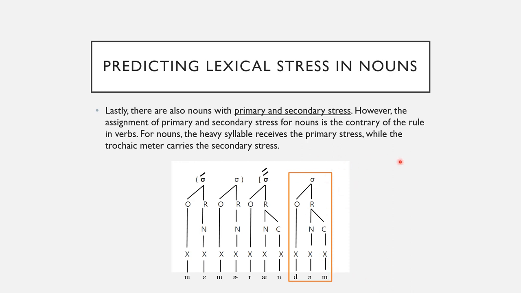So after the disappearance of the extra prosodic syllable, we give a lexical stress to the penultimate syllable because it is a heavy syllable. At the same time, if we combine these two syllables, we also assign a lexical stress to the first syllable because, according to the trochaic meter, this is a stressed syllable. However, unlike in verbs, we assign the primary stress to the heavy syllable and the secondary stress to the trochaic foot.